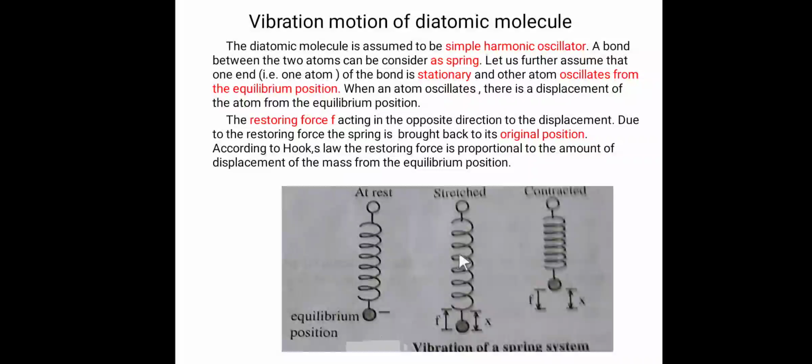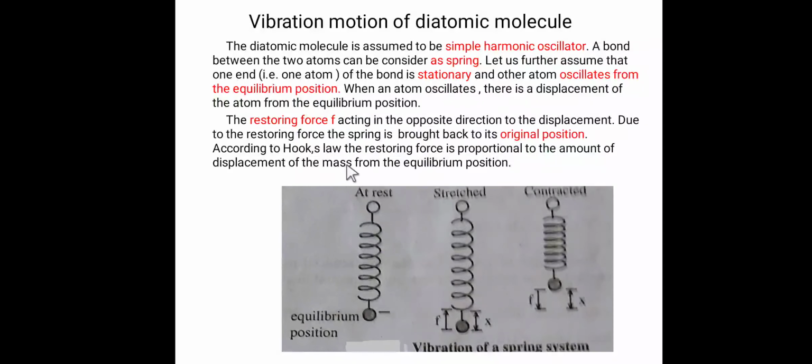So let us consider the second diagram here. This is a stretched position of the spring. X is the displacement, while F is the restoring force, and the restoring force acts in the opposite direction of the displacement, and because of this restoring force, the spring is brought back to its original position. This is a stretched position, while this is the contracted position. X is the displacement, this is the equilibrium position, and F, the restoring force, acts in the opposite direction of the displacement. That's why the spring is brought back to its original position, that is the equilibrium position.